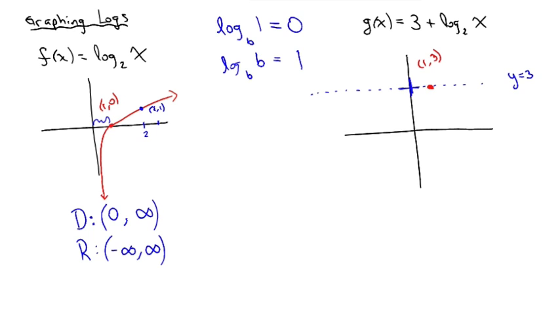Then the rest of the curve comes from what happens over here. It hugs the negative y-axis. The y-axis wasn't moved, so it's going to hug the y-axis. And after it hits that point, it's just going to grow really slowly. So the graph has to hug the y-axis, hit this point, and grow really slowly. So this would be the graph of 3 plus log base 2 of x.